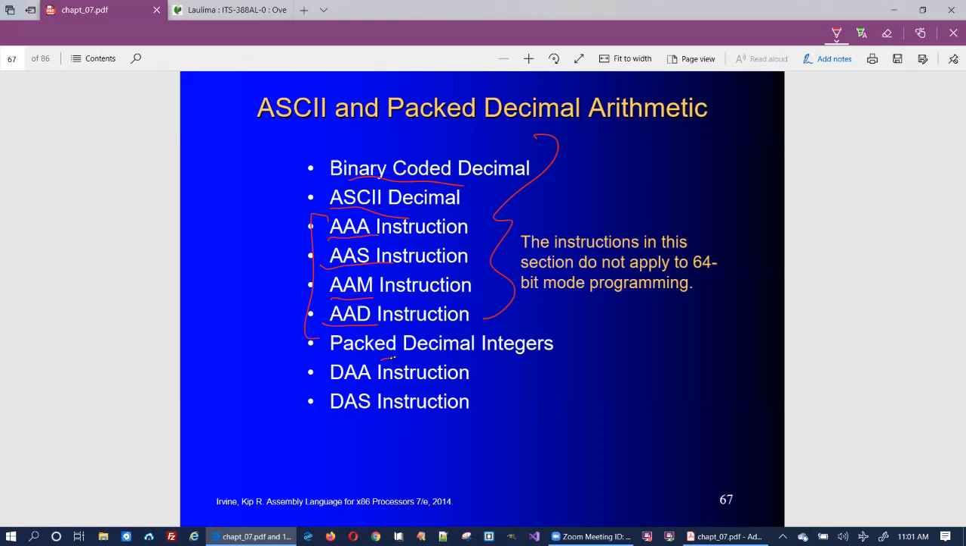What packed decimal integers are is you're packing 2 decimal digits in 1 byte. So 55 decimal is 55 hex, and so you still don't use A, B, C, D, E, F, and you have these decimal adjust addition and decimal adjust subtraction instructions, which after you do the operation, you use to convert the hex result back into this packed decimal representation.